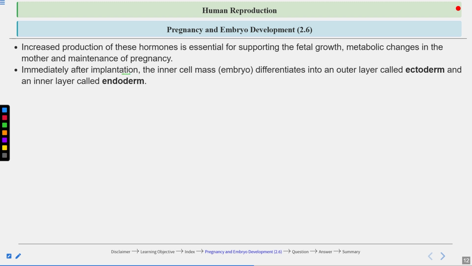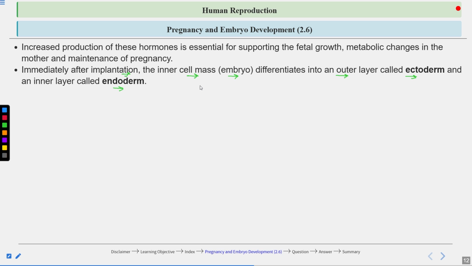Immediately after implantation, what happens? There are 3 germ layers. After implantation, what is happening? The inner cell mass, which will finally differentiate into the embryo, further differentiates into an outer layer called the ectoderm and an inner layer known as the endoderm. So these are the germ layers. The inner cell mass will finally develop into the embryo. We have studied this when we were studying the blastocyst. The blastocyst consists of an inner cell mass which will finally differentiate into the embryo.